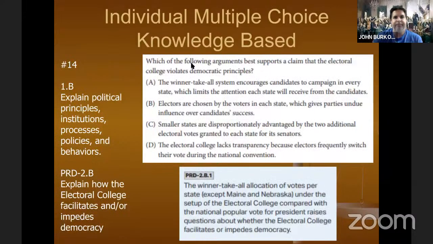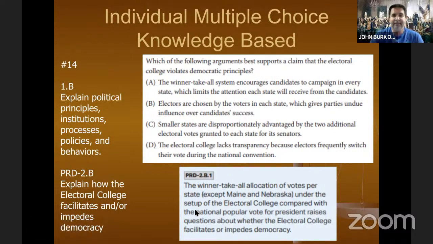All right. Here we have more knowledge-based. Which of the following arguments best supports a claim that the Electoral College violates democratic principles? Go back to what democratic principles are. Again, best supports the claim. We're explaining, again, 1B here. Explain how the Electoral College facilitates or impedes democracy. You have to be able to know and understand that.